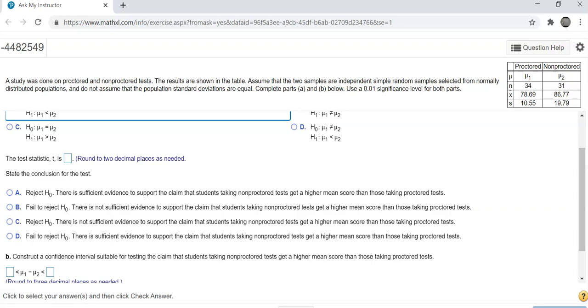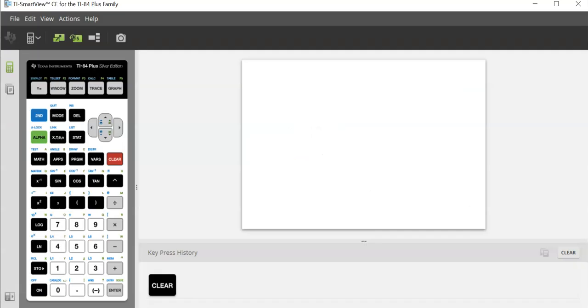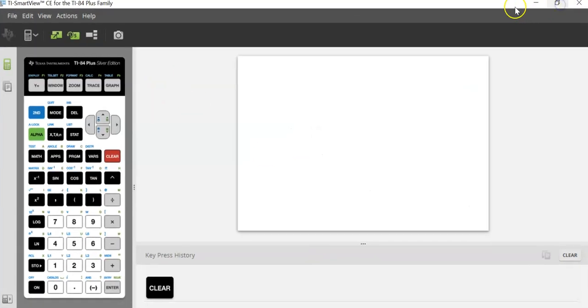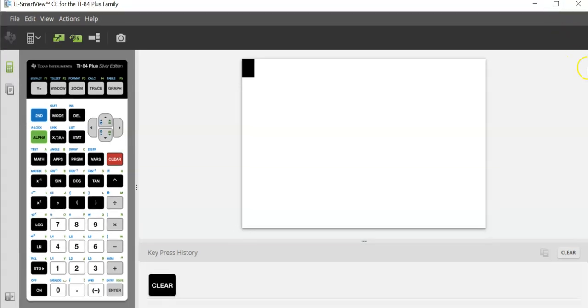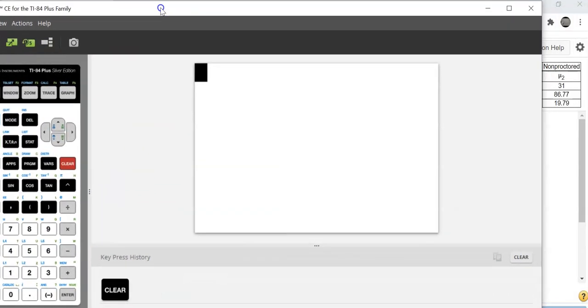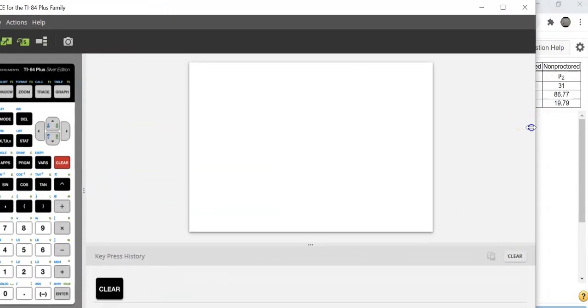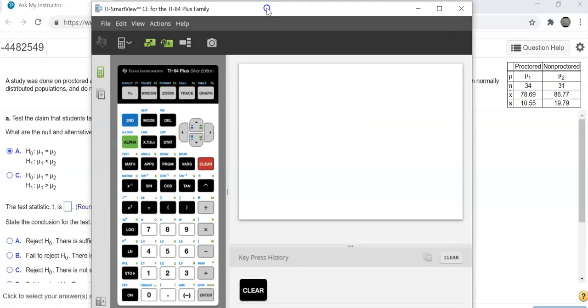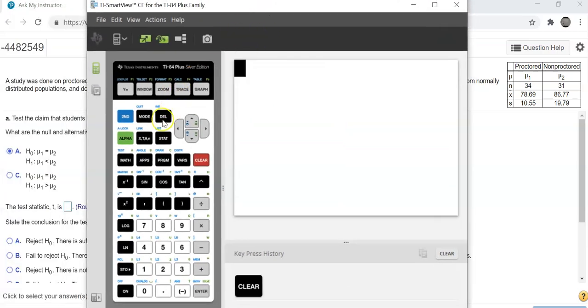Now I'm going to show you just how to do this on the TI. So I'm going to bring up the TI here. And actually, I was going to see if I could get this to shrink a little bit this way. There we go. Okay, so I can plug this in and see the table.